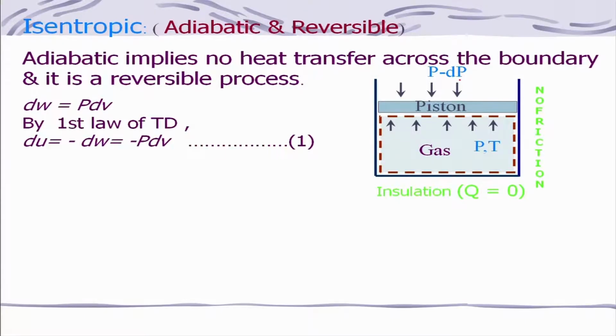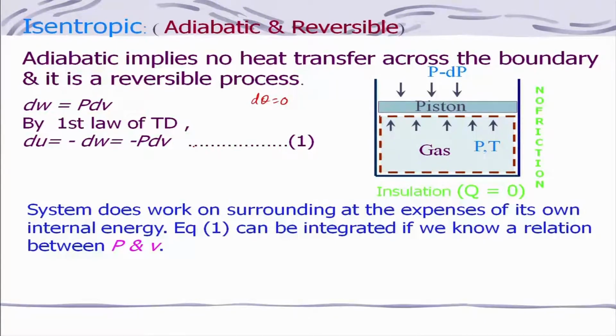If we apply the first law of thermodynamics, dU is equal to minus dW, because dQ in this case is 0, and the work done is nothing but PdV. Therefore, dU is equal to minus PdV. Keep in mind that the system does work on its surroundings at the expense of its own internal energy.